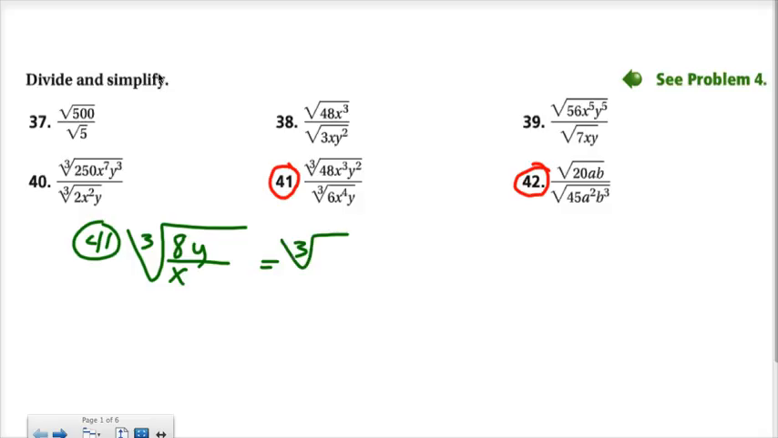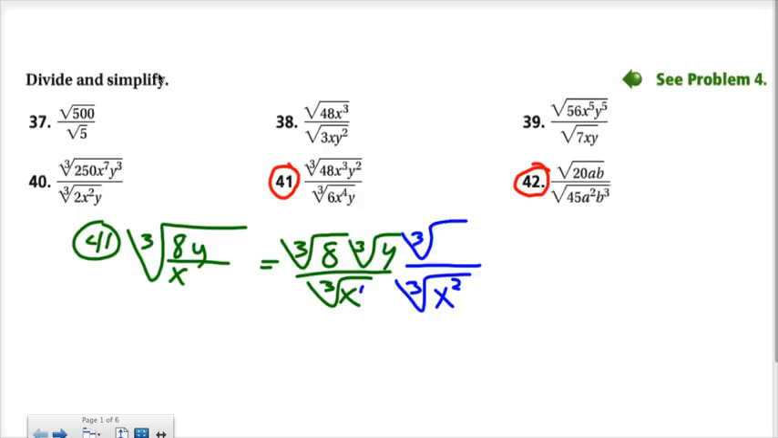So really what I have is the cubed root of 8, and then I have the cubed root of y, and then on the bottom I have the cubed root of x. And we know, of course, we can't leave that cubed root of x down there. So this is a power of 1. In order to get rid of it, I'm going to need to have at least an x to the third. So I'm going to multiply my denominator by the cubed root of x squared. Because remember, when you multiply similar bases, you add the exponents. And 1 plus 2 will give me that 3 that I need.